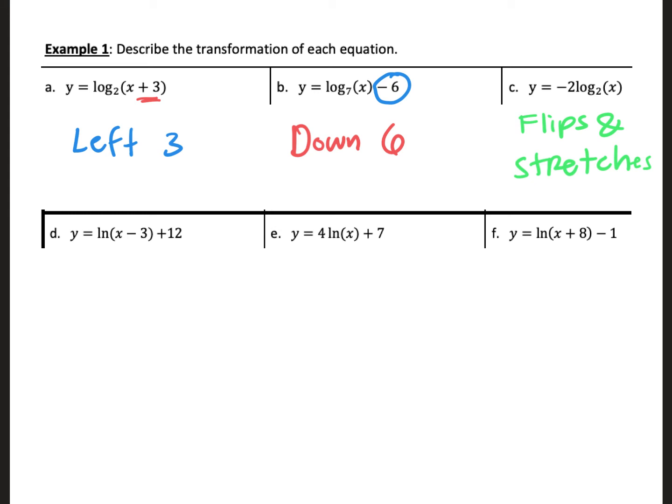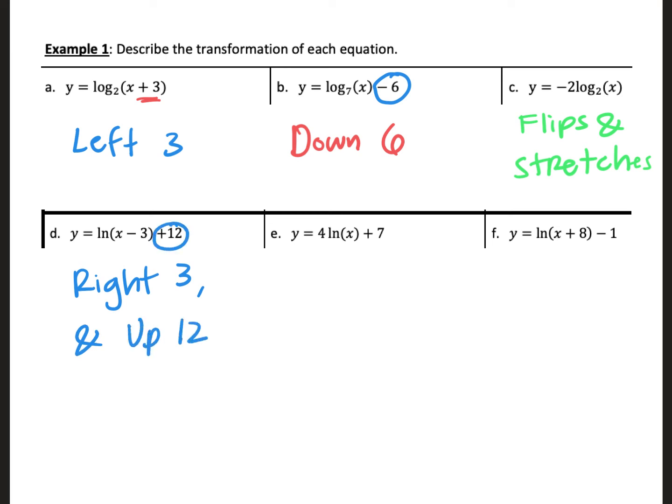D, we have y equals the natural log of x minus 3 plus 12. The natural log works just the same way as a log. Notice we have a number inside our parentheses. Again, that one tells you if it's going to move left or right. Since it's minus 3, that's actually telling me 3 to the right. So my graph is going to go right 3. And that plus 12 tells me I'm going to go up 12.